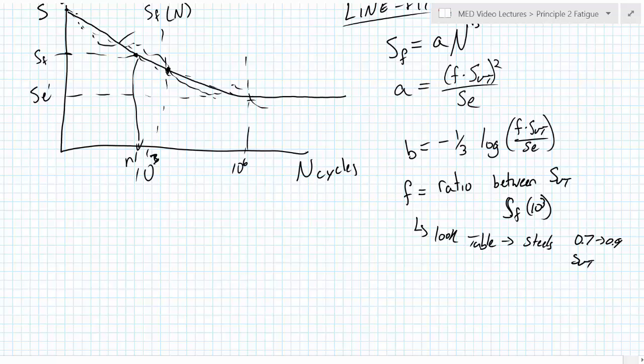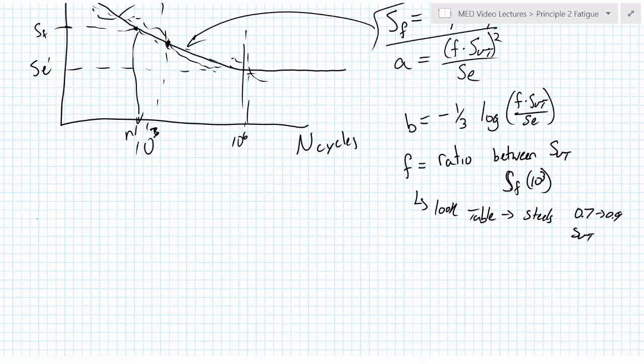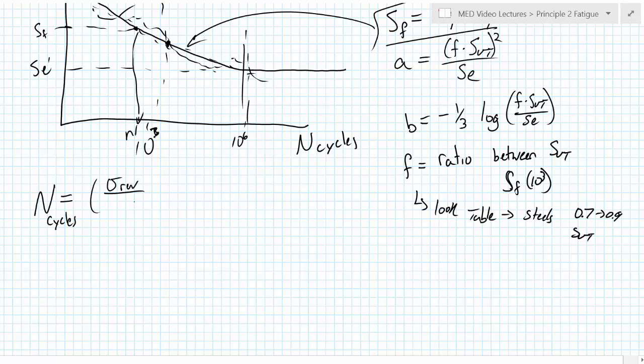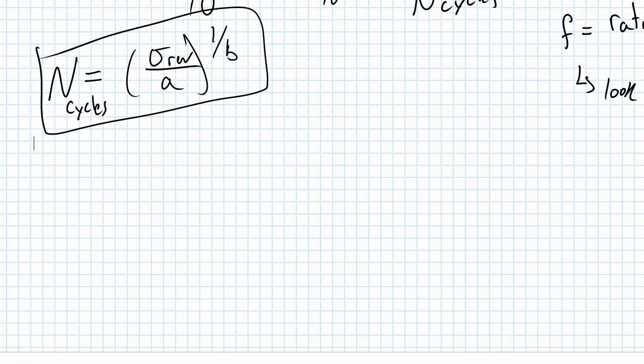Great. So if this is the equation of that line right here, between 0 and 10 to the 6 cycles, we can rotate that around and come up with the other useful form of this equation. The other useful form is N, the life in cycles that we can expect to get from a part, is equal to the fully reversed stress that we put it under divided by A, raised to the 1 over B. This is just flipping that equation around.